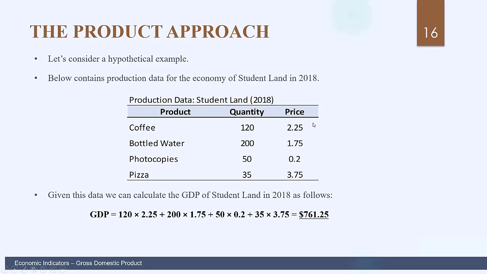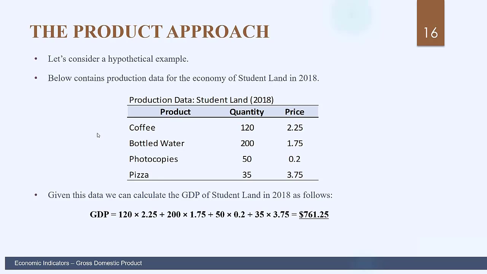If we do that, then we would find that the GDP for student land in 2018, that's what this data is for. So this quantity data is for 2018, and this price data is for 2018. And so we would find that the GDP would be $761.25. As you can imagine, this would be extremely difficult for a statistical agency to be able to calculate, because they would need to get the millions of goods and services in a list of them and be able to get each of their prices and quantities.